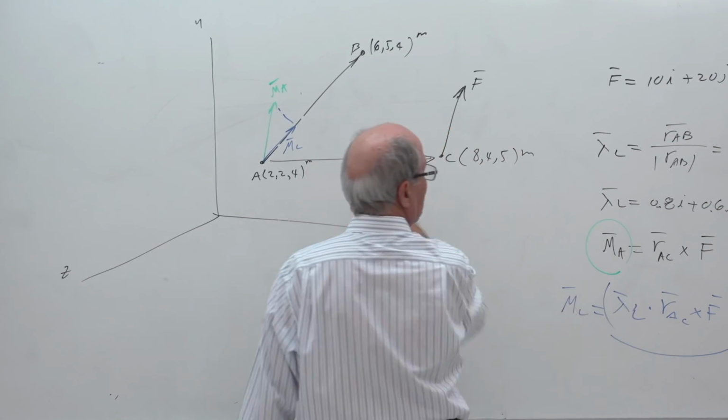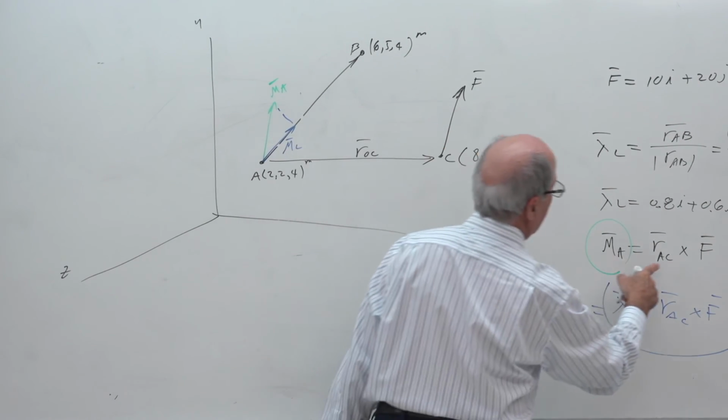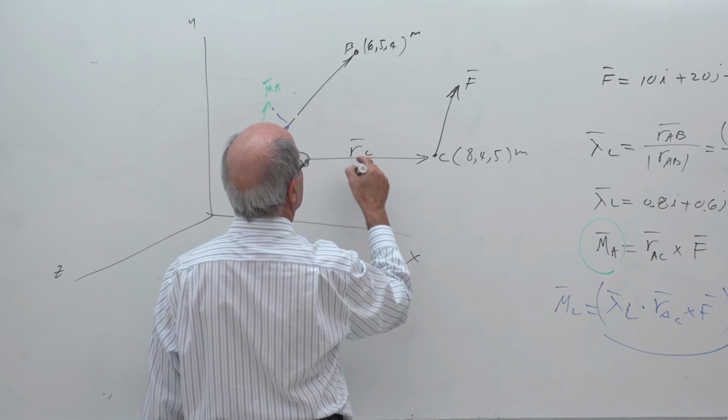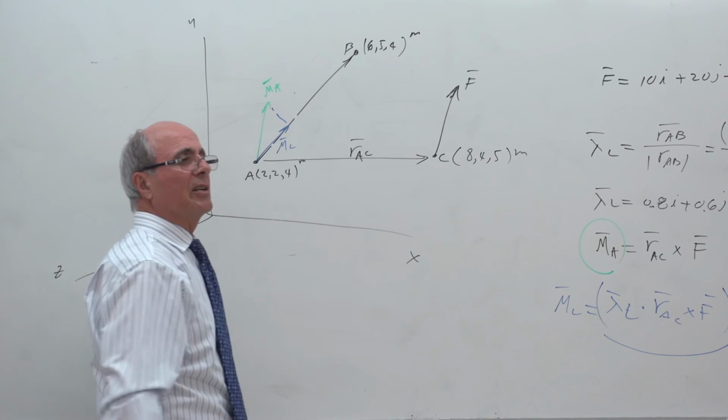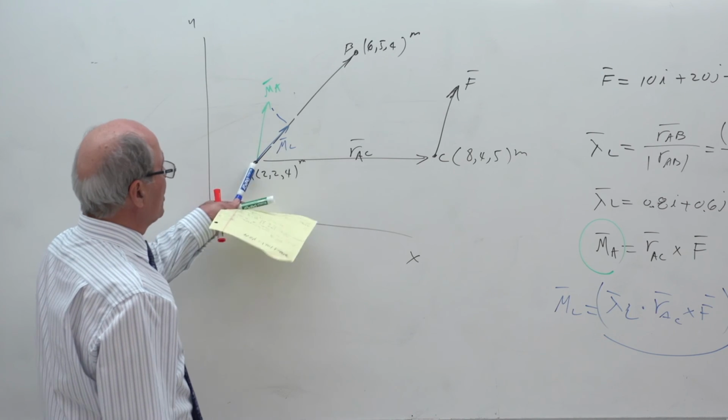Here we had ROC. Oops. RAC. Okay. RAC. Oh, this should be RAC. Is that correct or not? Yes? This is not O, that's A.